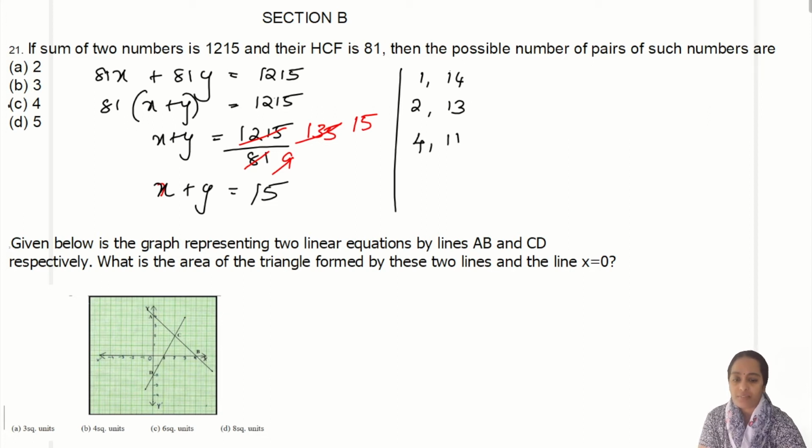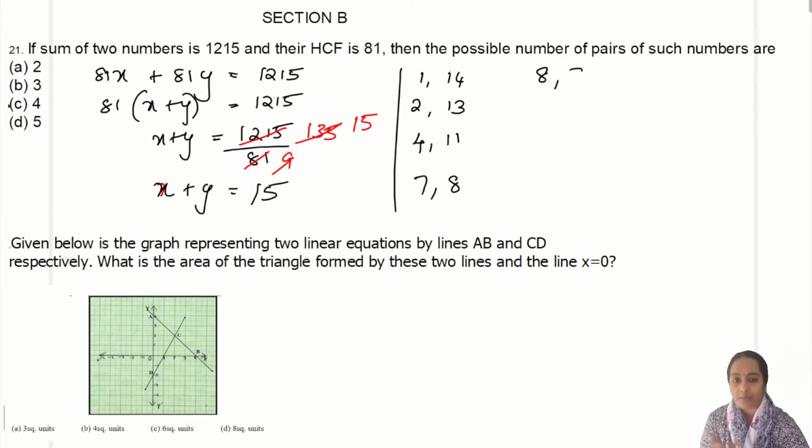If x is 5, y is 10. Again, it is not possible. They are not co-prime. It's divisible by 5. So this option is not possible. If x is 6, y is going to be 9. So this is also not possible. If x is 7, y is going to be 8. So that is possible.